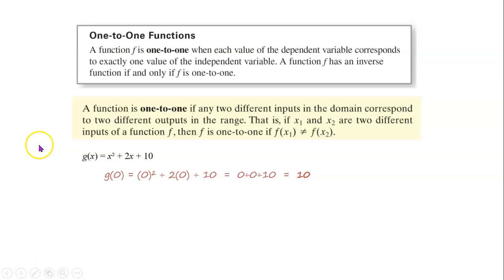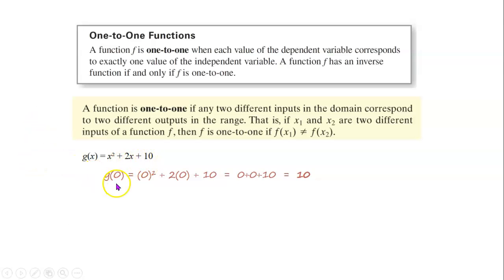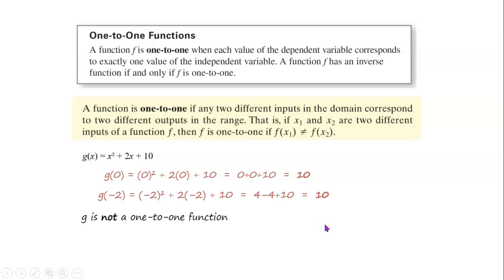One of the functions we were looking at in an earlier section was g of x equals x squared plus 2x plus 10. We saw that g of 0 turned out to be 10. Plug in 0, you get 10. And we saw that g of negative 2 also turned out to be 10. G of negative 2 is 10. So this is not a one-to-one function. Therefore, it does not have an inverse. We can't undo what this function does.